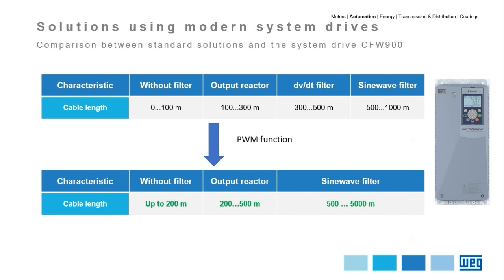So with this new function available on CFW900, this drive can run motors up to 200 meters of cable without any type of output filter or reactor. And yes, this function can be used in conjunction with output filters. In case of using one of them, cable lengths can be increased up to 500 meters with regular output reactors and up to 5 kilometers of cable using a sine wave filter. You may think it's too much, however, it's common in submersible pumps in the oil and gas segment.